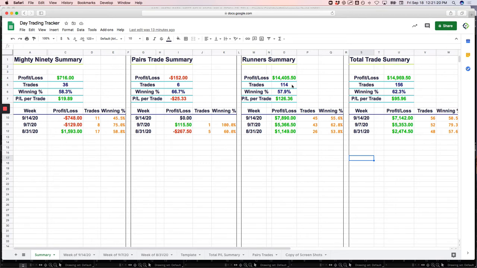And the runners, we've taken 114 trades, total profit of over $14,000, and then almost $15,000 total over the last 3 weeks. And that's basically 14 days of trading, right? We had 5 days of trading this week, 4 last week because of Labor Day, and 5 the week before. So that's 14 days of trading, booking almost $15,000 profit. That's on average over $1,000 per day.